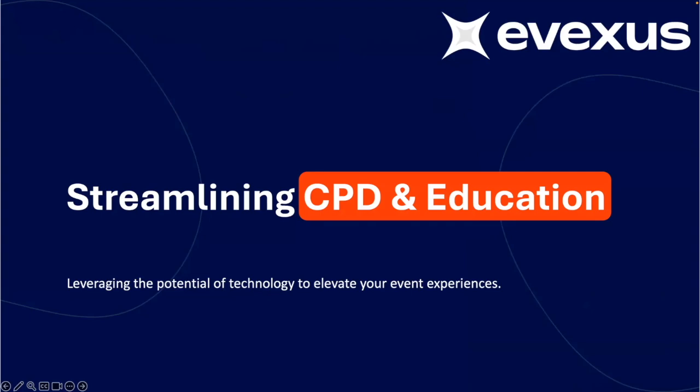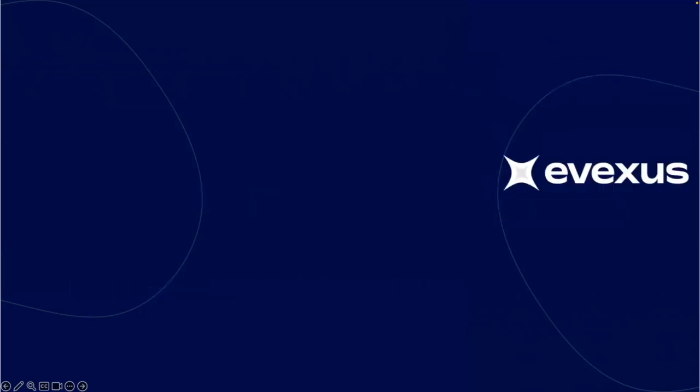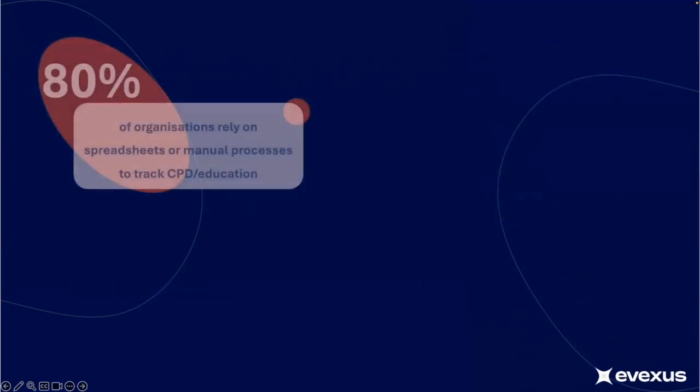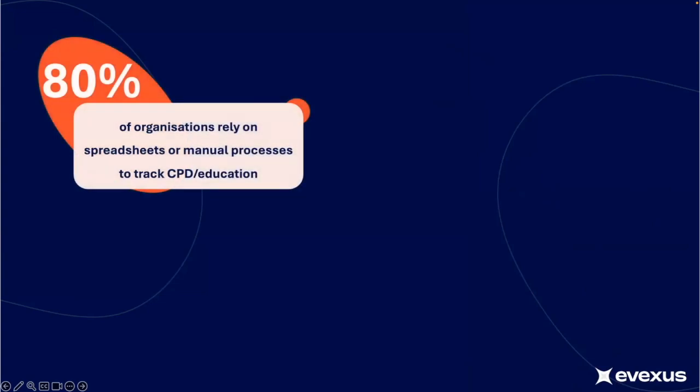Hello and welcome to Streamlining Continuing Professional Development and Education with evexus. In a lot of our conversations and research with our clients and larger community, we found some interesting stats around the topic of CPD and education. First of all, a huge number: 80% of organizations still rely upon spreadsheets or manual processes to track CPD and education. That's obviously an incredible amount of hard work and also adds in a lot of risk in terms of potential lost data, double handling, and it's just not quite the way in which we should be working in 2025.